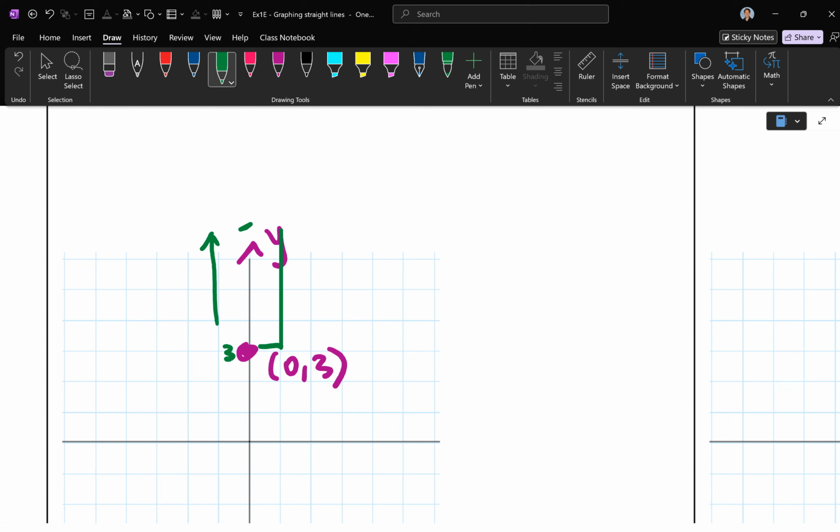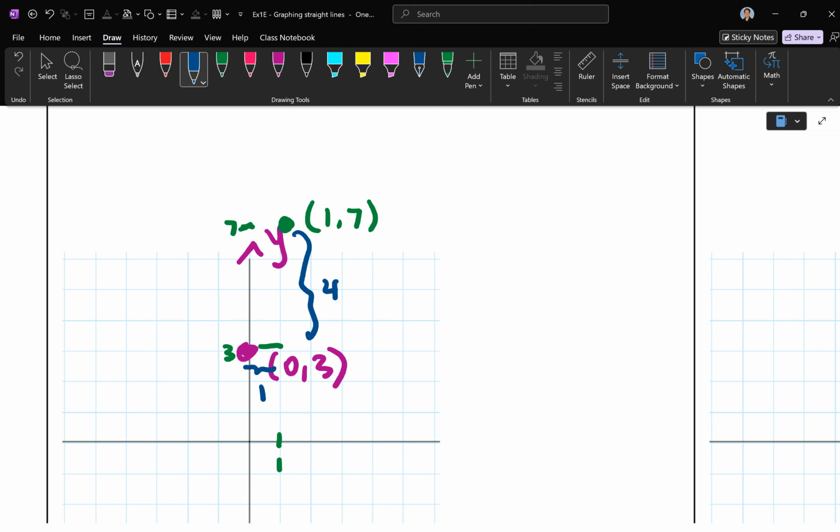If I went up by 4, remember, the y-intercept is at 3, I should be at? 7. So that means this point up here is 7, but I went across 1, so it should be 1, 7. You see what I've done? I just went 0, went across by 1, and then from that point I went up by 4. So if I draw it out, this is 4 units up, 1 unit across. That's what a gradient means. It's 1 across, 4 up, 1 across, 4 up, 1 across, 4 up.